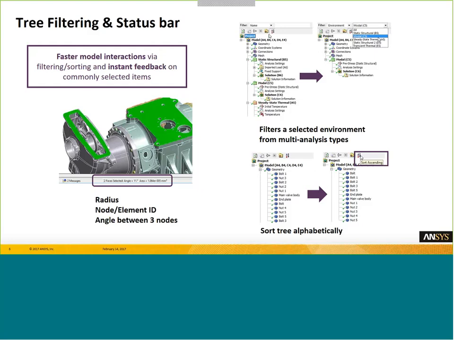Also, in terms of the selection information panel, over on the left here we can see we've got a couple of areas picked. We've expanded what information is displayed in the information panel at the bottom of the screen to include things like angle between 3 nodes, radii of curved surfaces or lines, and also areas of faces as well, and node IDs and things like that. So there's a lot more functionality just at your fingertips. Clicking on a few entities on the screen will give you some instant feedback in the information panel there at the bottom.